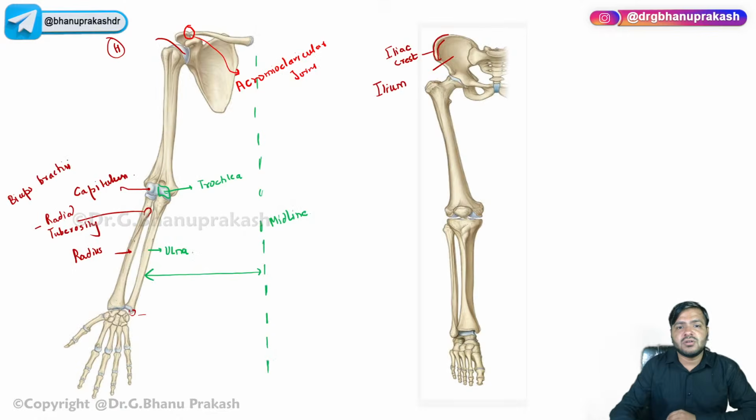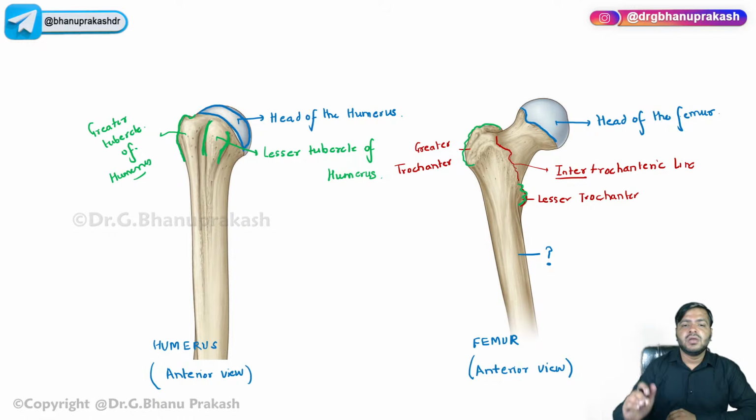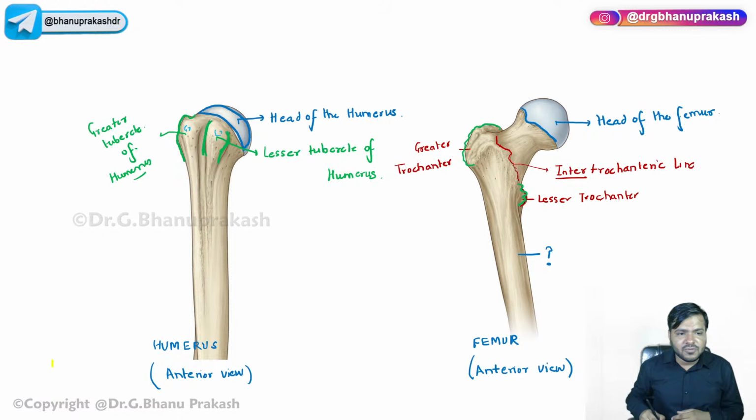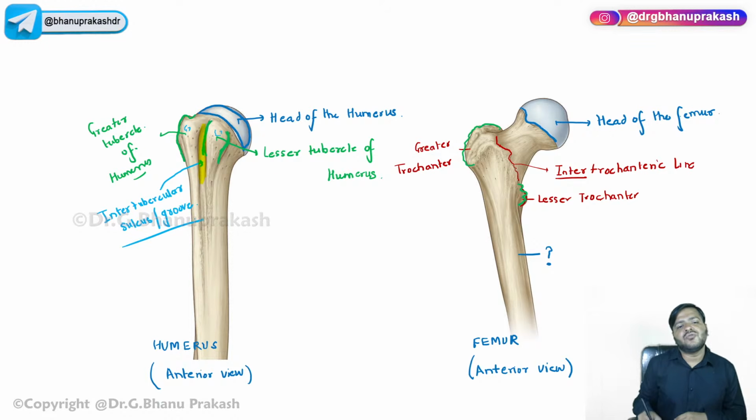You can see we have the lesser tubercle and the greater tubercle. In between the two mountains, between the lesser tubercle and the greater tubercle, you can see this yellow-colored linear depression. It is in between the two tubercles, so it is called the intertubercular sulcus or intertubercular groove.